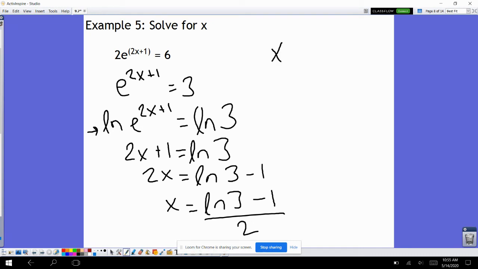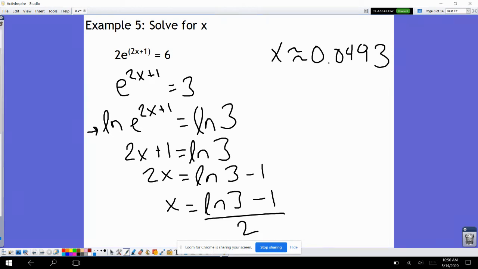Oftentimes, these are also going to ask you for approximations, so make sure you find the 4 decimal approximation. When you plug it into your calculator, make sure the natural log of 3 minus 1 is in parentheses because you are looking for that whole value, and divide that whole thing by 2. You get x is about 0.0493. So make sure you're giving the exact and the approximate answer.